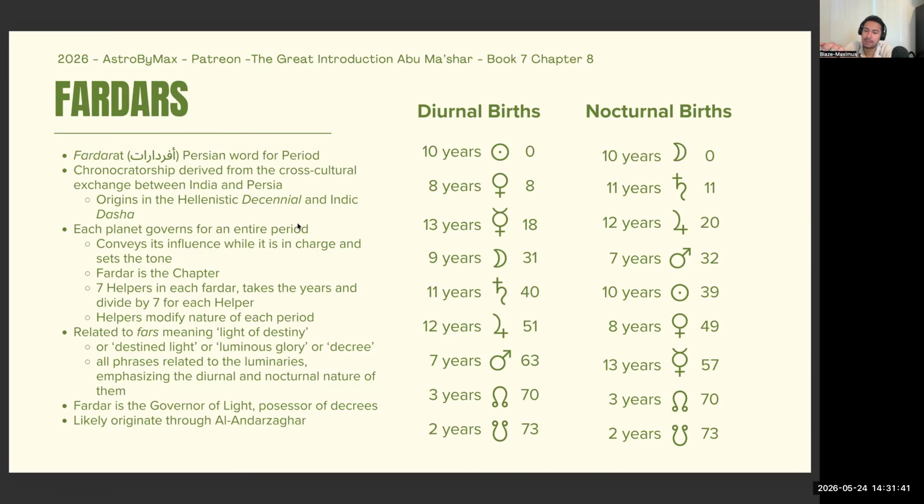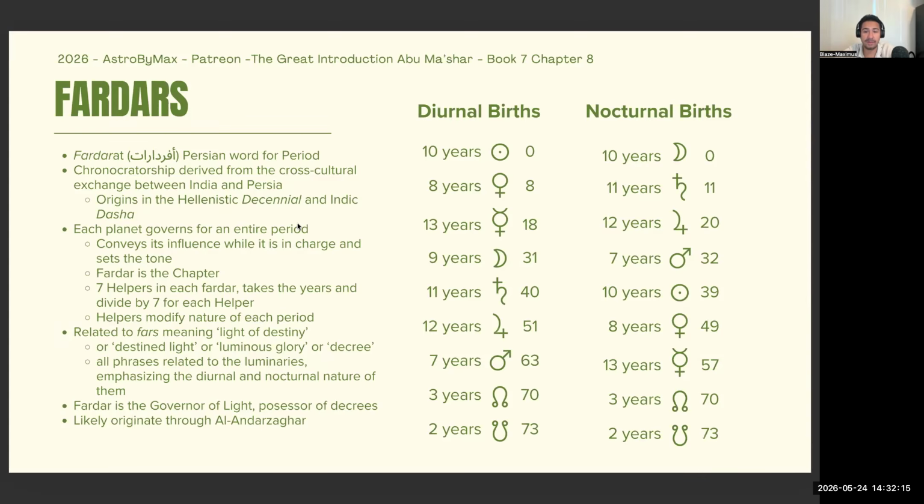But then this leads us to what's known as the Fardars. And the Fardars are a type of chronocrator system that are given to us at the end of Book 7 here. And they're used extensively in the Islamic world. I use them extensively with my clients. And the Fardar, the Fardarat, is the Persian word for period here. And so it is a chronocratorship that is derived from the cross-cultural exchange between India and Persia. And it originates in the Hellenistic decennial system and also the Indic Dasha system as well.